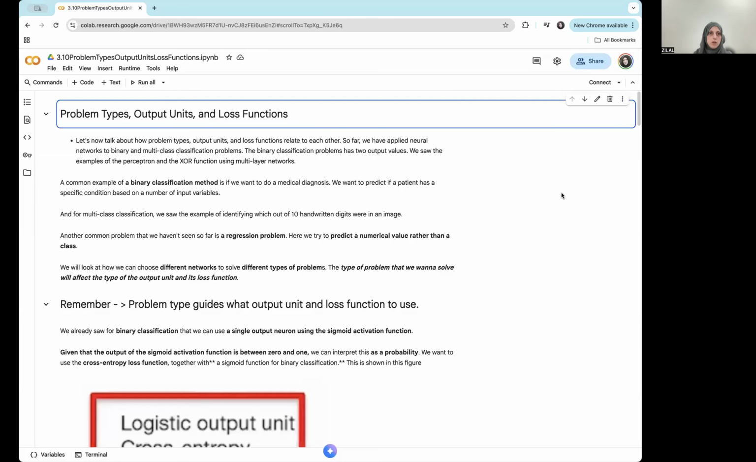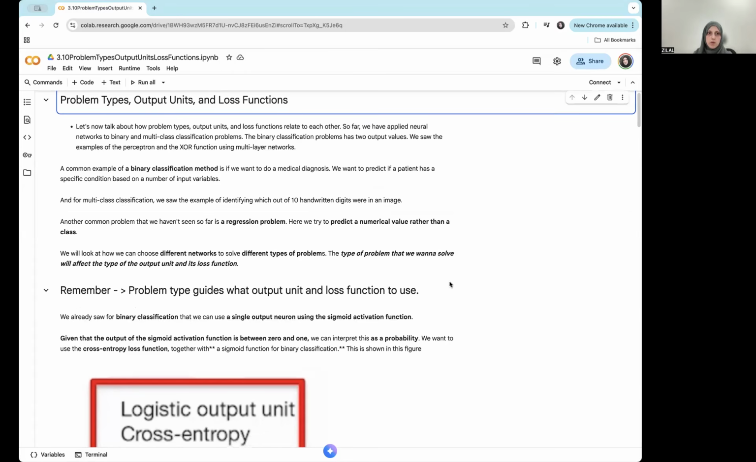Let's now talk about how problem types, output units, and loss functions relate to each other. So far, we have applied neural networks to binary and multi-class classification problems. Binary classification problems have two output values. We saw the examples of the perceptron and the XOR function using multi-layer networks.